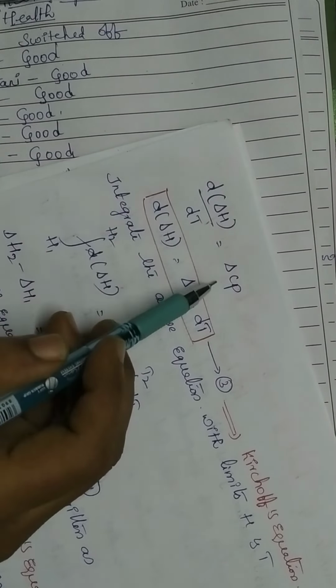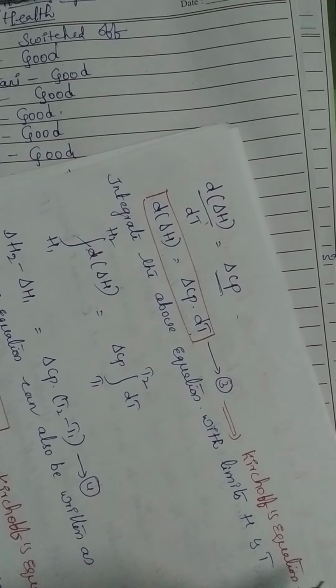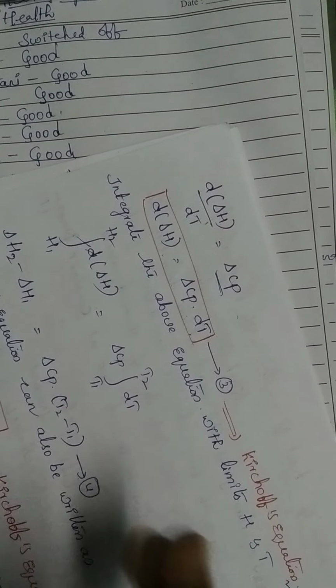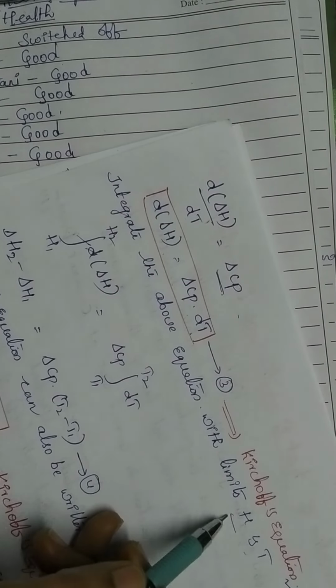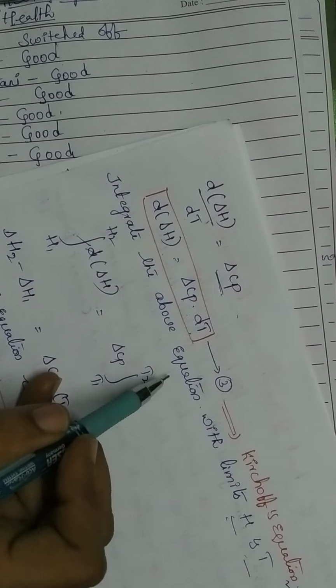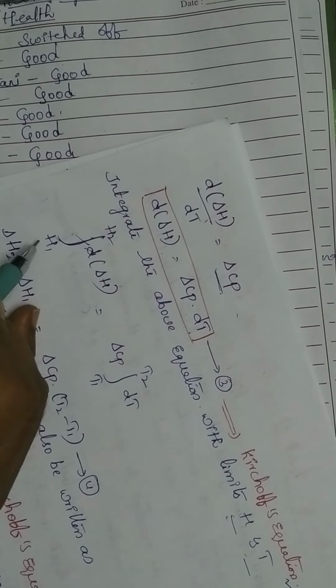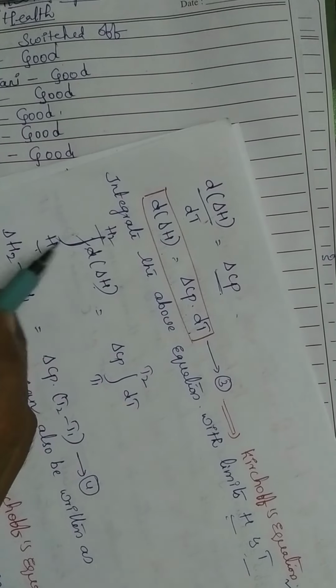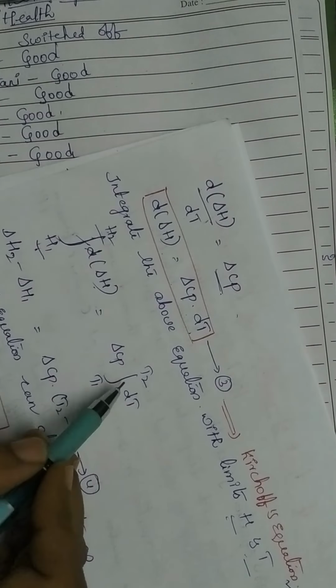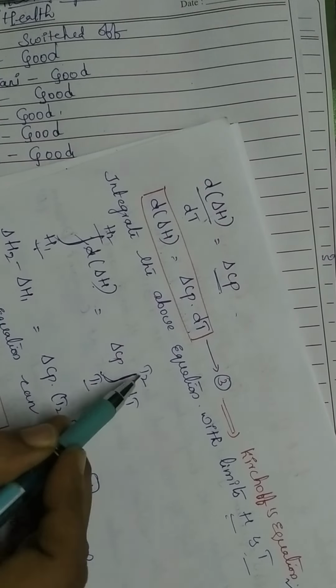So if you take this dT to this side, what will happen? What we get here is d delta H is equal to delta Cp into dT. This is called Kirchhoff's equation. This is one form of Kirchhoff's equation. So if we integrate the above equation with respect to enthalpy and temperature, this is the integration term, with lower limit H1 and upper limit H2. We have enthalpy here, that's why we take the limits as enthalpy terms, and the integration with respect to temperature has lower limit T1 and upper limit T2.